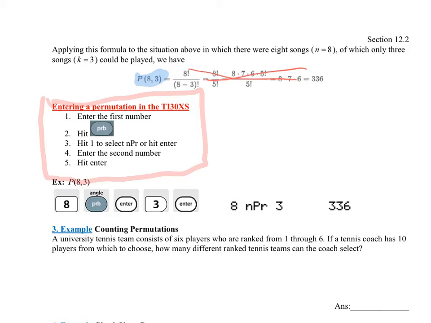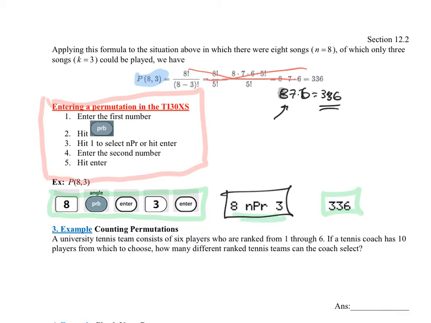So what did my keystrokes look like on my calculator? It looked like this right here: 8, the total number, PRB, enter, 3, enter. This is what my screen looked like, and I got a total of 336. Notice 8 times 7 times 6 is 336. So one way to do it would be to type in the numbers, which works if it's small, but an easier way to do it, no matter the size of the numbers, is using the calculator notation.